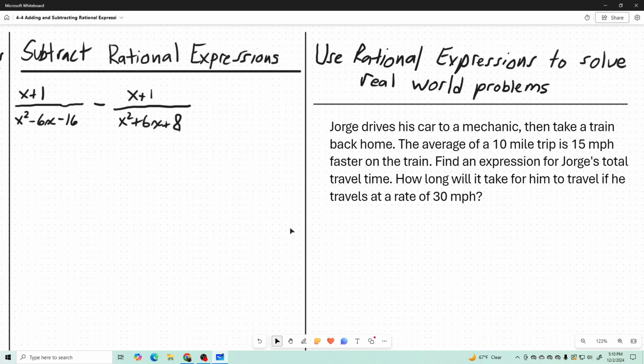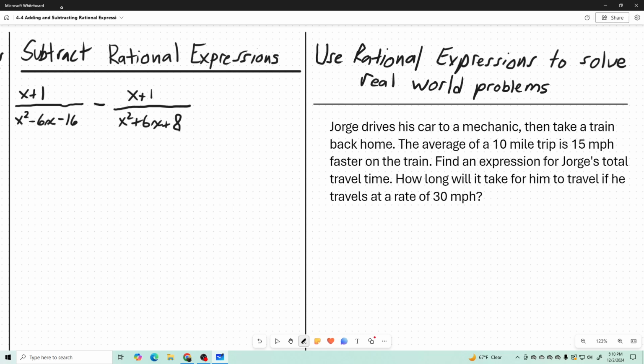All right, so subtracting rational expressions. This is exactly the same thing, except in this case, we're going to subtract when we combine like terms instead of add when we combine like terms. And that's borderline the extent of it. So this will more or less give us some practice on the last thing we did. So first thing is we have to figure out what the factors of the denominators are. So we have x squared minus 6x minus 16, and we have x squared plus 6x plus 8.